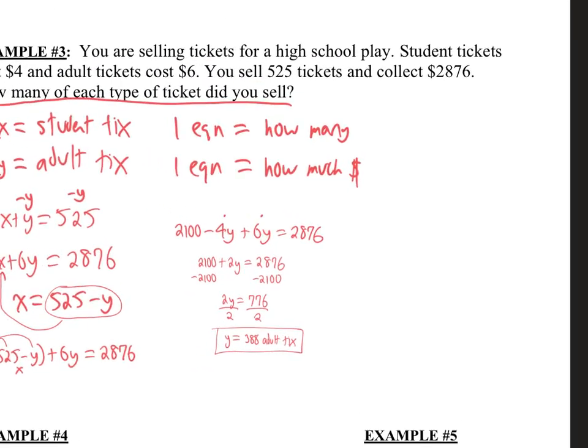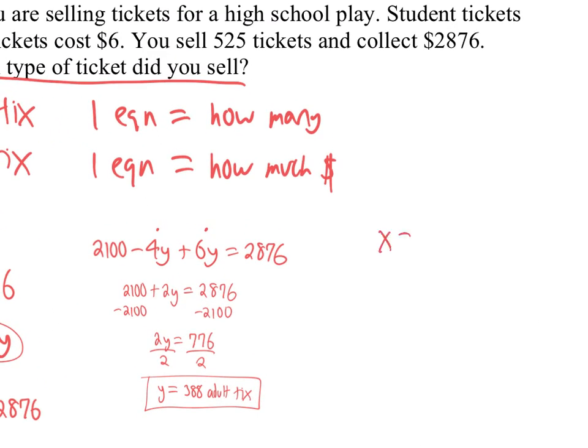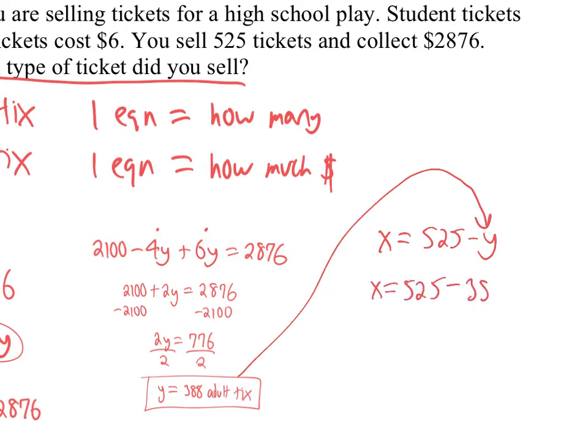So we're going to plug into our other equation, which was X equals 525 minus Y. We're going to take this and plug it in for Y. So X equals 525 minus 388, which equals, X is going to equal 137 student tickets.